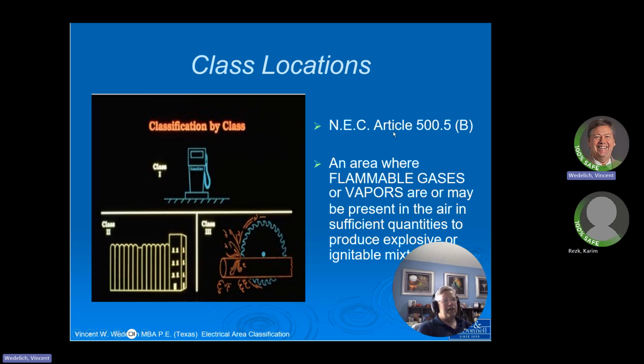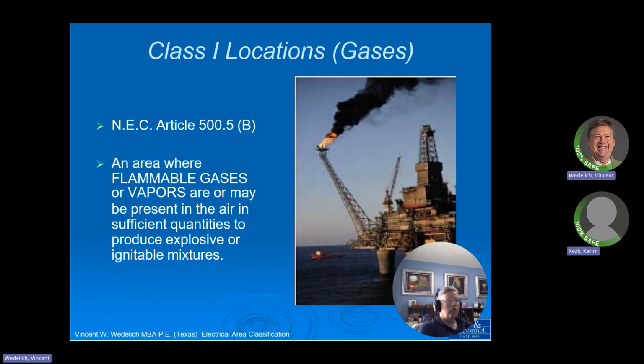So in NEC Article 500.5, I'm going to close that. Let's see if I can move this around. Oh, I can't. An area where flammable gases or vapors are or may be present in the air in sufficient quantities to produce an explosion or an ignitable mixture. How much is sufficient? It's a good question, right? We'll get into it.